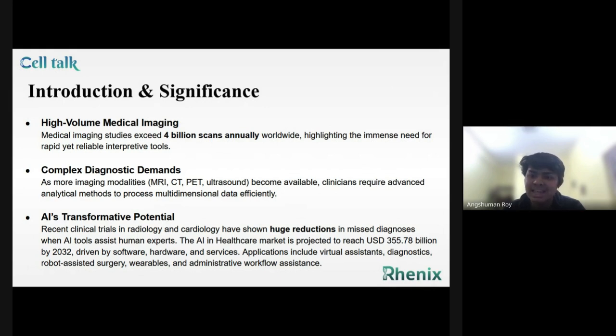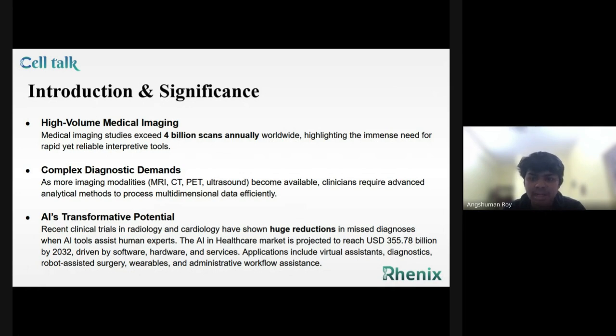Next, we face increasingly complex diagnostic demands. With the proliferation of advanced imaging modalities like MRI, CT, PET, and ultrasound, clinicians must process multidimensional data swiftly and accurately. This complexity necessitates sophisticated analytical methods where AI can play a pivotal role.